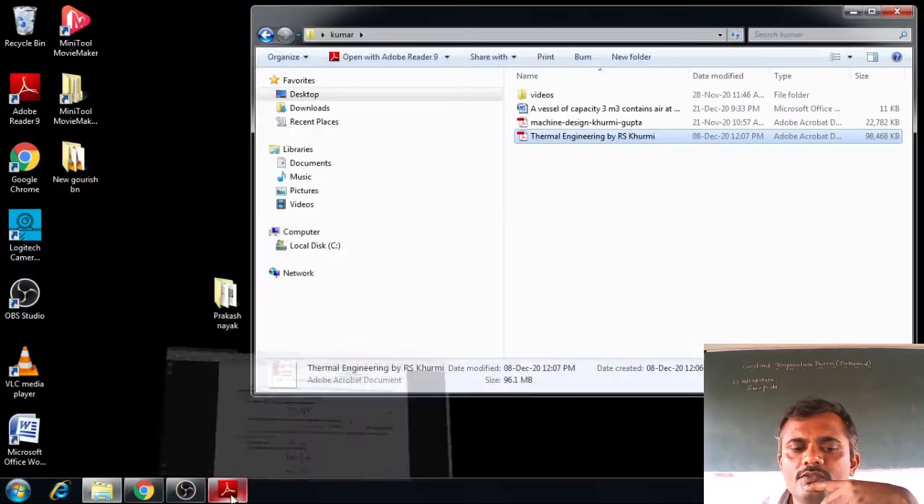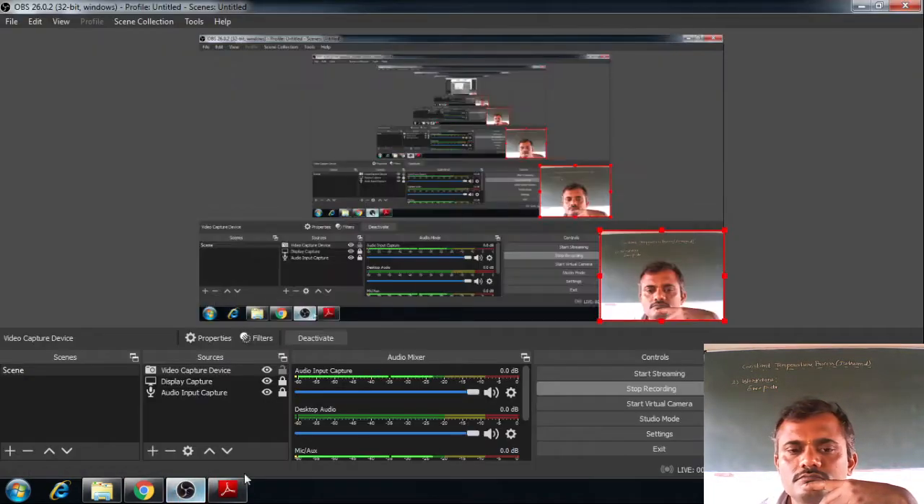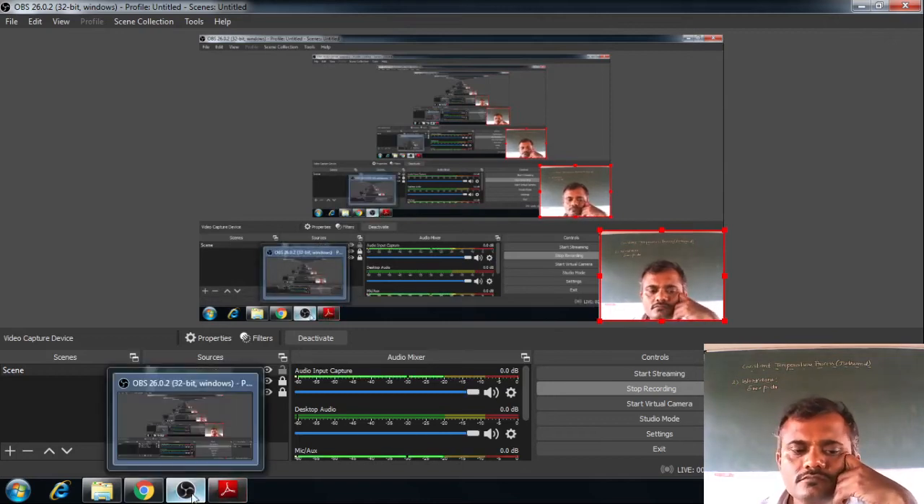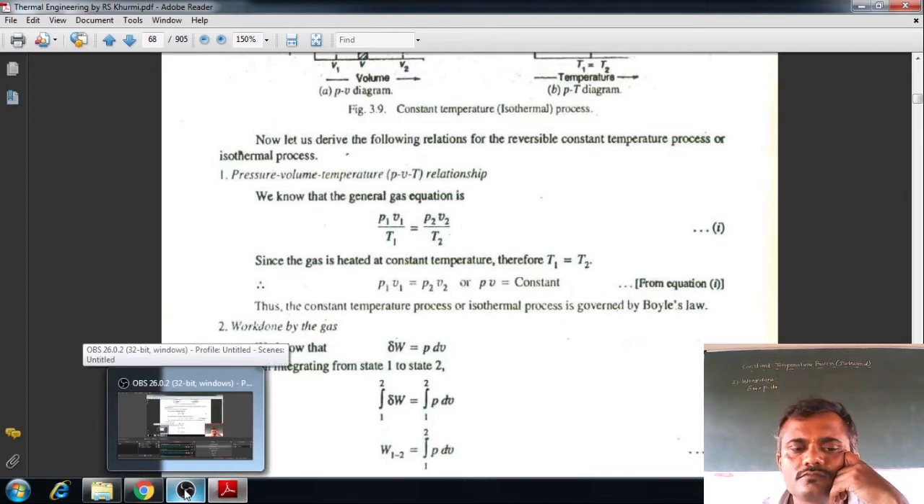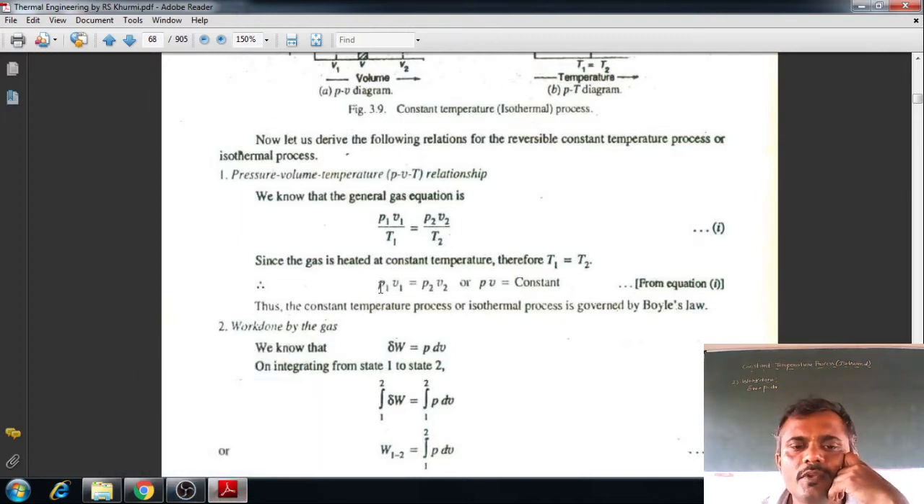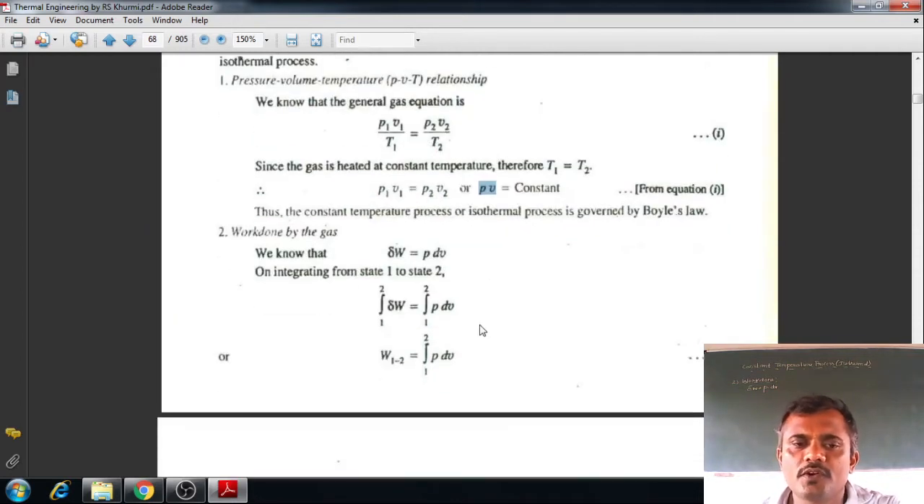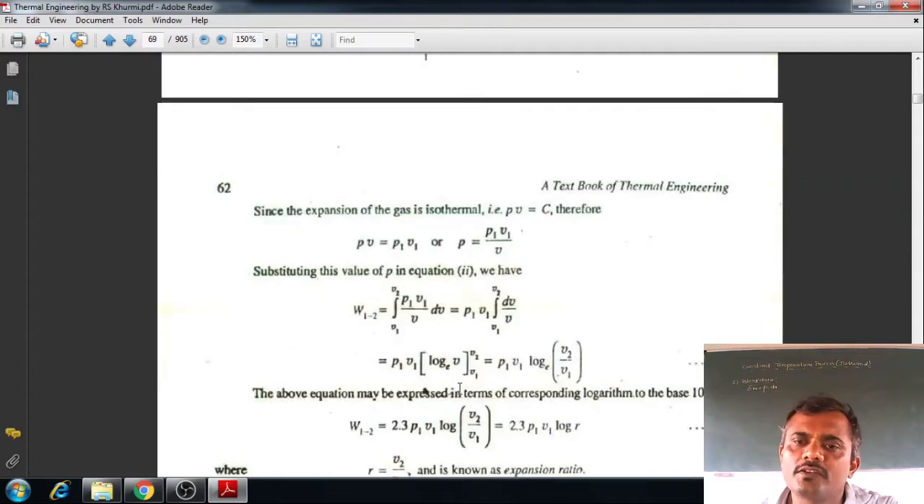So here we can take P1 V1 is equal to P2 V2 is equal to constant, and so on. If there is a P3 V3, then it is also equal to P3 V3, and generally we can write it as PV is equal to a constant. Afterwards, the next derivation is the work done by the gas. This derivation I will explain on the board.